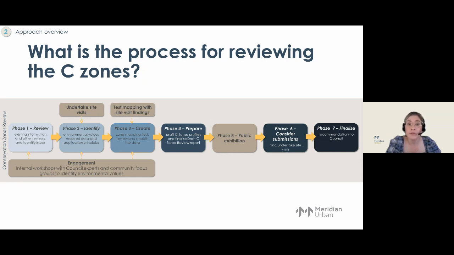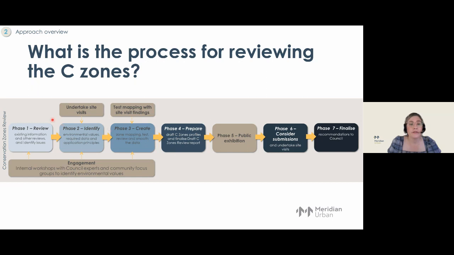and community feedback, which included a series of 5 community focus group sessions which were undertaken during September and October in 2020. And the purpose of those was to identify what environmental values are important for the community across the different places in the Northern Beaches.